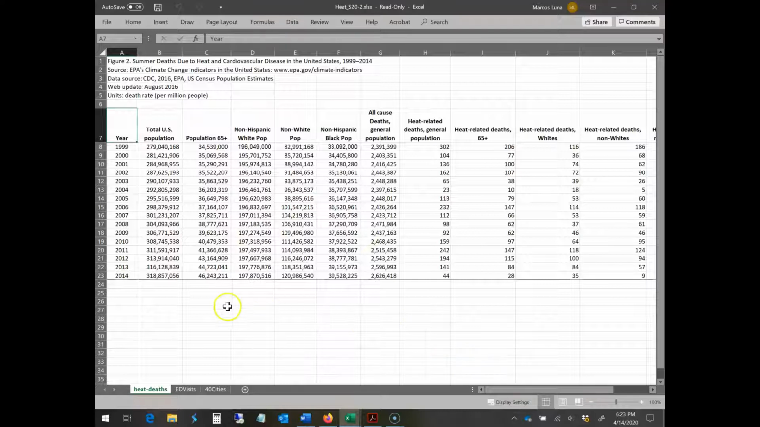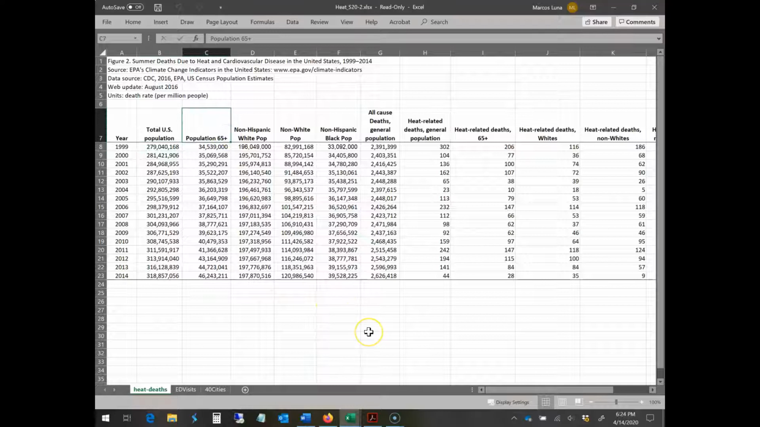We have data from 1999 to 2014. We have here in our columns the total population in those years. So we can see in 1999 there were 279 million people or so in the U.S., and in 2014 it had risen to over 318 million. And today it's a little over 330 million, but we're only going to work through 2014 here.